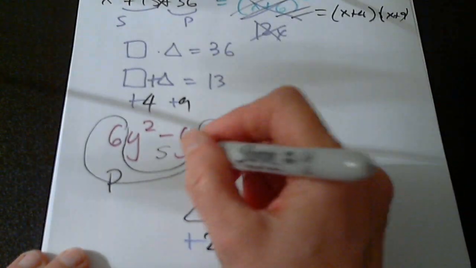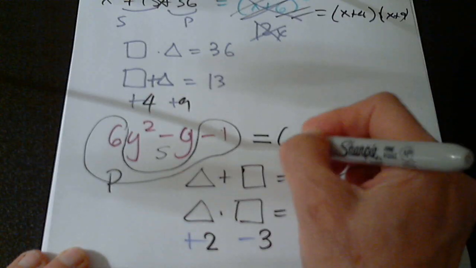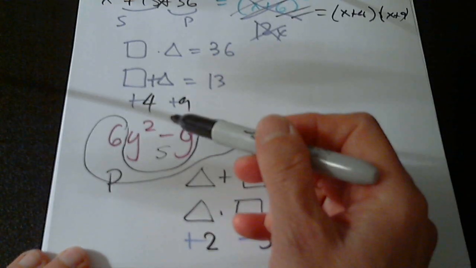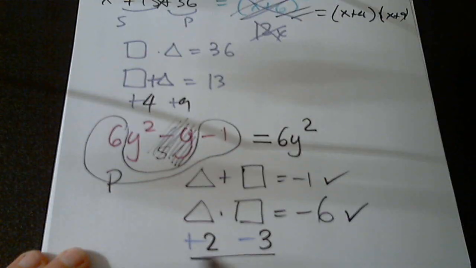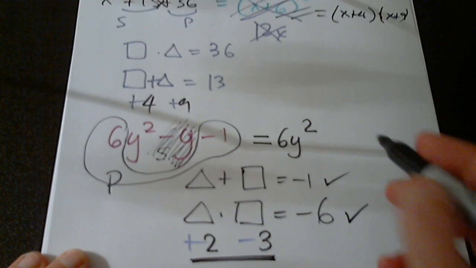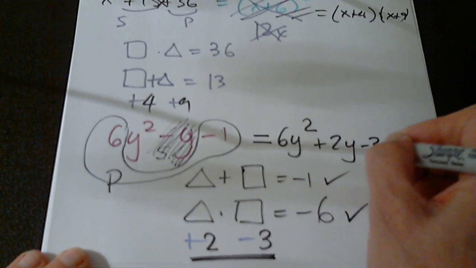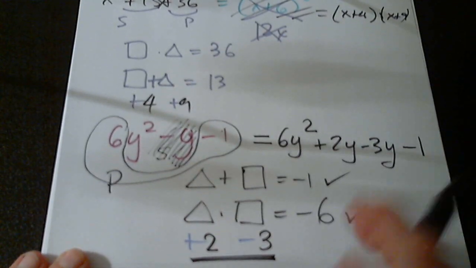I rewrite the polynomial. I copy the first term, which does not change. But the second term has to be copied using the numbers I determined. You determined, actually. Plus 2y minus 3y, and the last one is copied.